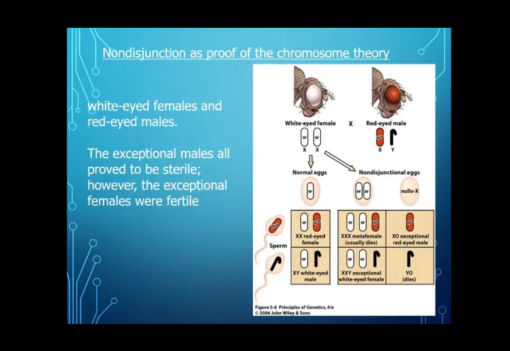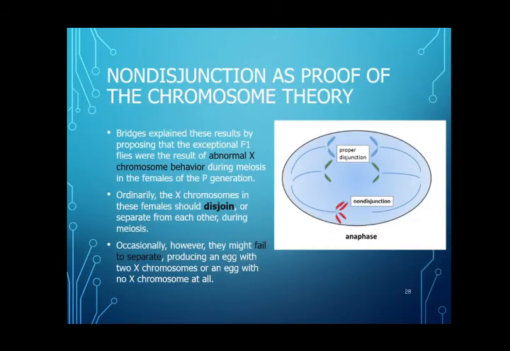The exceptional males all proved to be sterile. However, the exceptional females were fertile. Bridges explained these results by proposing that the exceptional F1 flies were a result of abnormal chromosome behavior during meiosis in the females of the P generation. Ordinarily, the X chromosomes in this female should disjoin or separate from each other during meiosis. Occasionally, however, they might fail to separate, producing an egg with two X chromosomes or an egg with no X chromosome at all. If you look at the picture on the right, look at the one below.